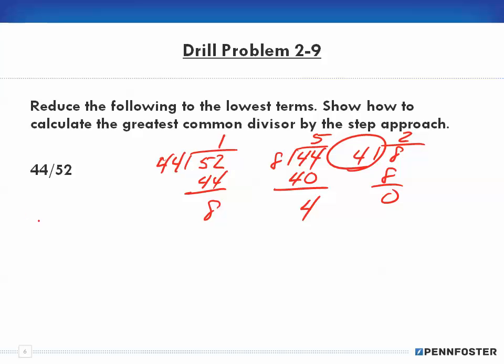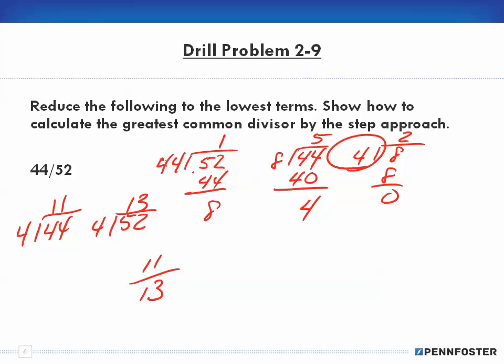All right, so I would then say, okay, 44 divided by 4 gives me 11, and 52 divided by 4 gives me 13, and so I have 11 over 13. Right? So with this method here, the step approach, this is doing the math in order to find what your lowest common divisor, your greatest common divisor is going to be, which would be 4. And I ended up doing several steps.